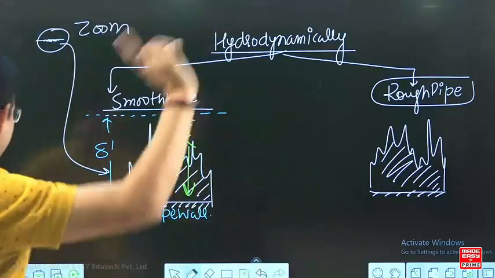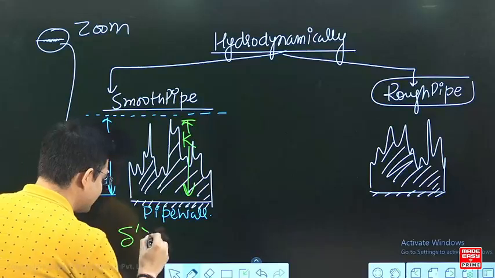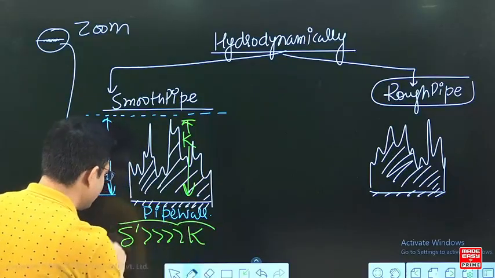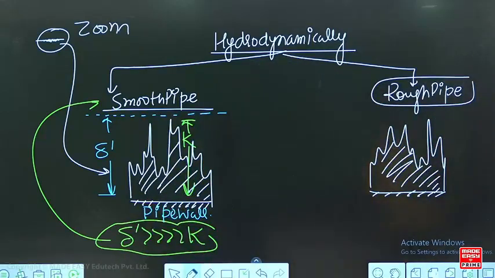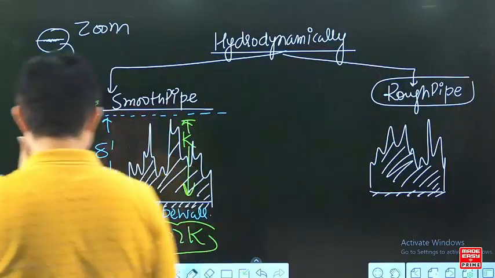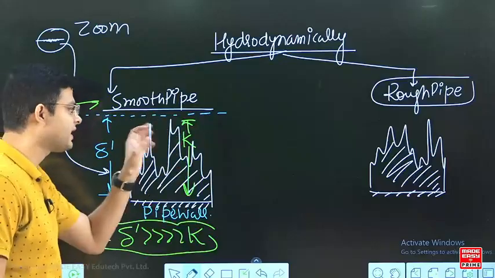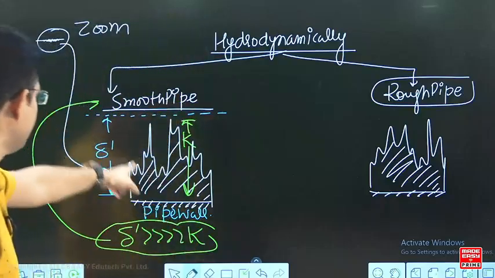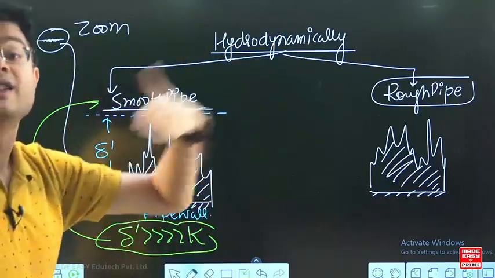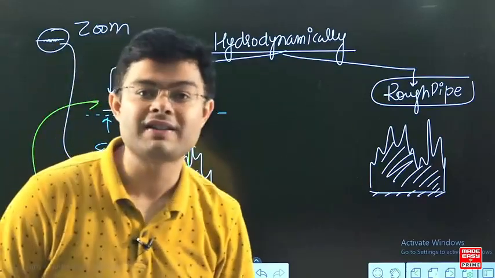Now comes the beauty. If in a certain case delta dash is very, very greater than K, then such a pipe is known as a smooth pipe. So whenever in a fluid flow the height of the laminar sublayer is greater than the height of irregularities, always that flow is going to be smooth pipe. मतलब that pipe is called as a smooth pipe. Now why this is called as a smooth pipe?